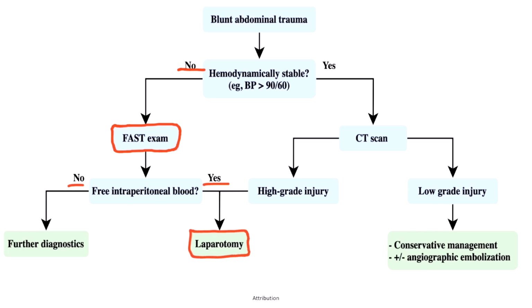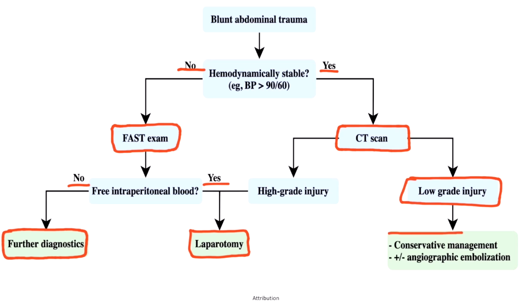If the FAST workup is negative due to absence of free intraperitoneal blood, unstable patients should undergo further diagnostics, such as repeat FAST, DPL, or CT if the mechanism of trauma is significant. On the other hand, if the patient is hemodynamically stable, do a CT scan for further workup. After the CT scan, in case of low-grade injury, conservative management is recommended along with angiographic embolization. In the case of high-grade injury, laparotomy is suggested.